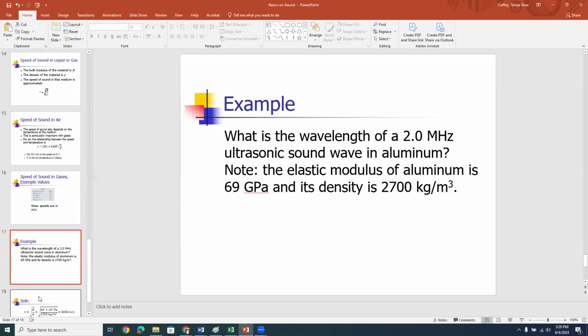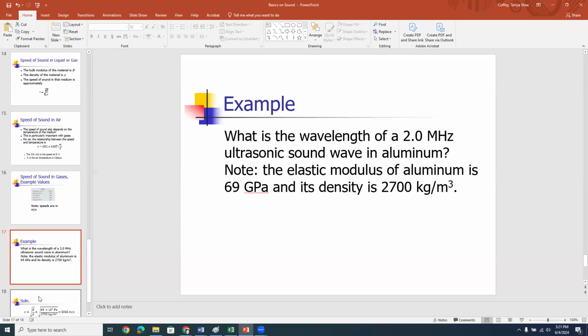Okay, let's do an example problem to put all of this stuff together. What's the wavelength of a 2 megahertz ultrasonic wave in aluminum? Okay, so you can look up the elastic modulus of metals and their densities in various tables in your book and elsewhere. The elastic modulus of aluminum is 69 gigapascals, and the density of aluminum is 2,700 kilograms per cubic meter. Now remember your SI prefixes here.